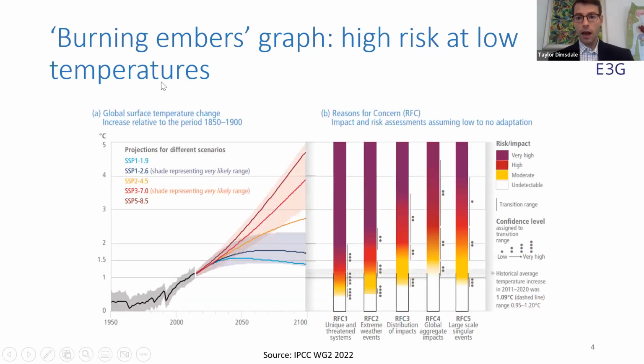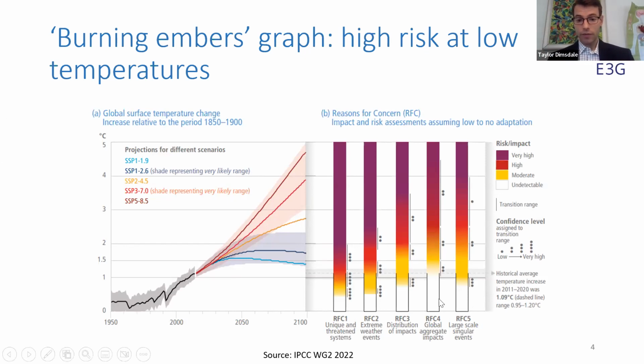I won't go into a huge amount of detail describing this graph, but I find it a useful illustration of the fact that the risk is actually quite high at quite low temperatures. If you look at the bar graph on the right side, essentially the white area of the bars is where there's no observable risk. Yellow is moderate, red is high, and purple is very high. And as you go up the bar, you're getting into higher temperature thresholds.